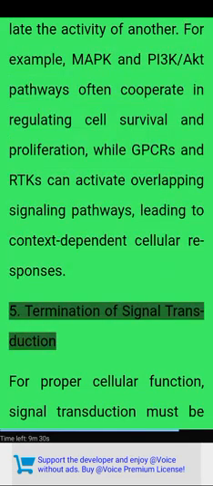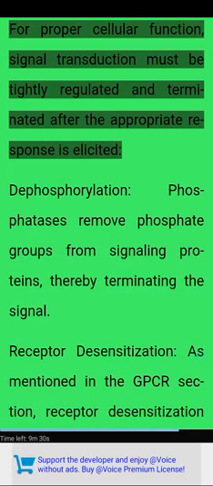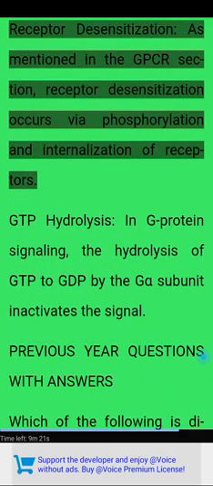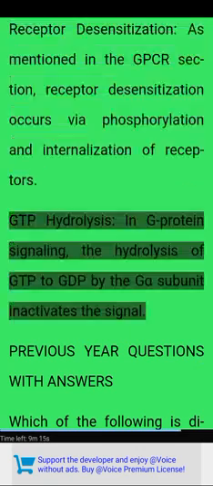5. Termination of signal transduction. For proper cellular function, signal transduction must be tightly regulated and terminated after the appropriate response is elicited. Dephosphorylation: phosphatases remove phosphate groups from signaling proteins, thereby terminating the signal. Receptor desensitization: as mentioned in the GPCR section, receptor desensitization occurs via phosphorylation and internalization of receptors.